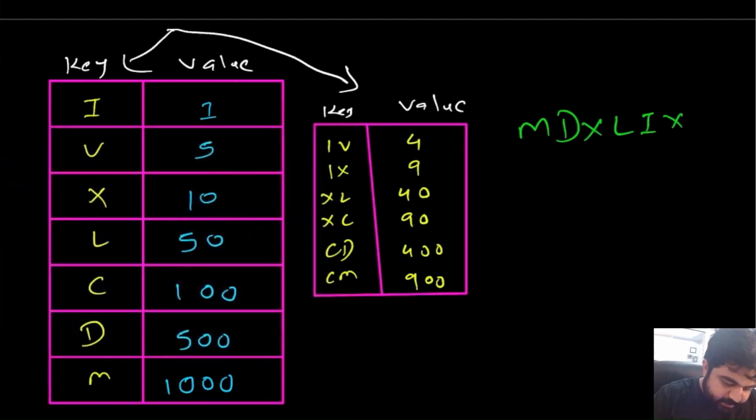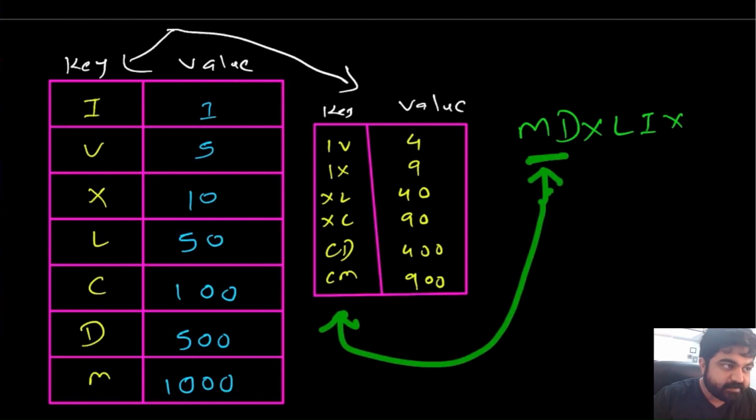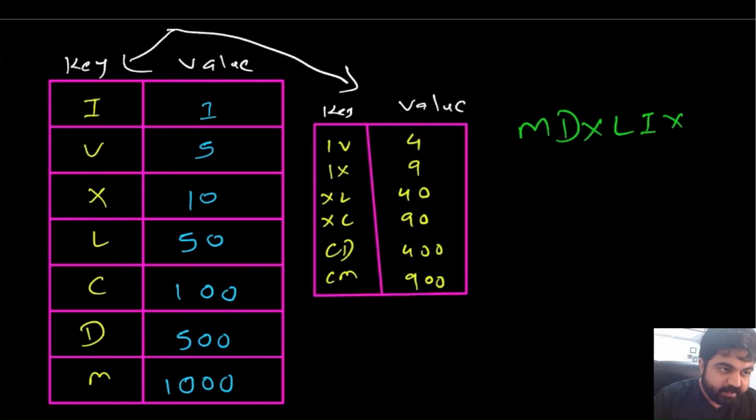The idea is that every single time we will take two values. So in this case, these are the two values. We will try to see whether they are present as keys inside our hash map or not. If they are present, we directly take its value. If they are not present, we break them down and individually take their values and do addition, and keep doing that till we find the answer.